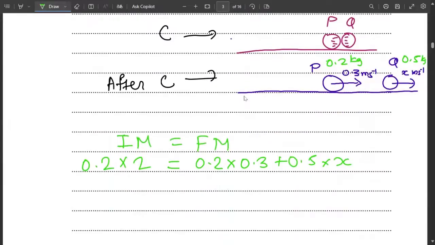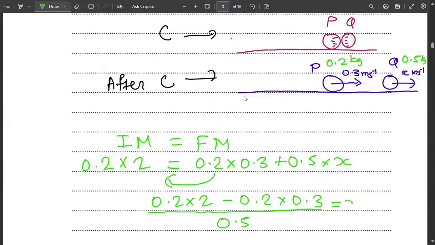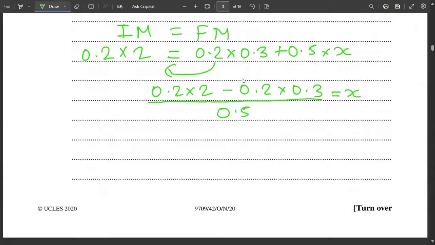So what we can do is take 0.2 into 2 minus 0.2 into 0.3, and divide by 0.5. Now if I put this in the calculator, 0.2 into 2 minus 0.2 into 0.3, upon 0.5, the answer I got is 0.68 meter per second. And that's how we end the question. Let's move to the next question.